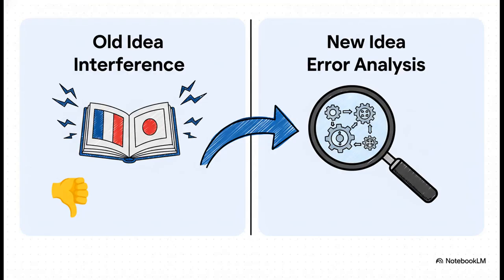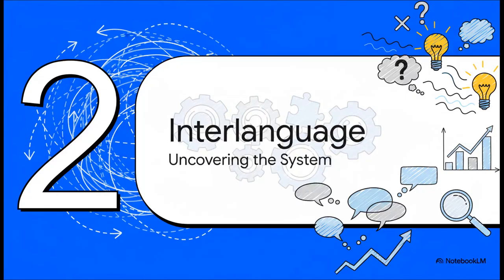You see, for a long time, the main idea was called contrastive analysis. And it was pretty simple. If a student's language is different from English, well, that difference is going to cause an error. It's all about interference from their native tongue. But then, researchers started noticing something. A lot of the errors students were making just couldn't be explained by their first language at all. And this led to a whole new approach: error analysis. Instead of just blaming the old language, we started looking at the errors themselves as clues to the learner's own developing system.